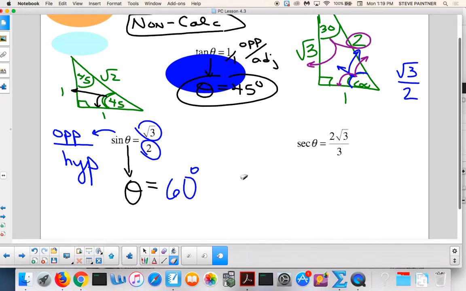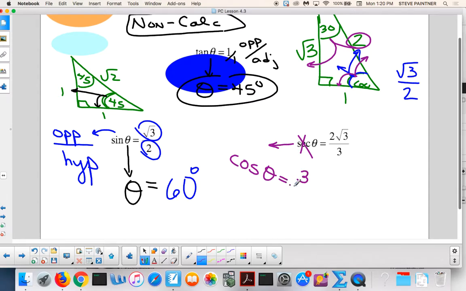You do what you want to do, but that's a good way, by the way, what you guys did. But here's what I do. You want me to do secant? No way. I'm not doing secant. I'm going to do the reciprocal function. Cosine of theta equals, but guess what I have to do to my ratio? I have to flip it. 3 over what? 2 square root of 3.